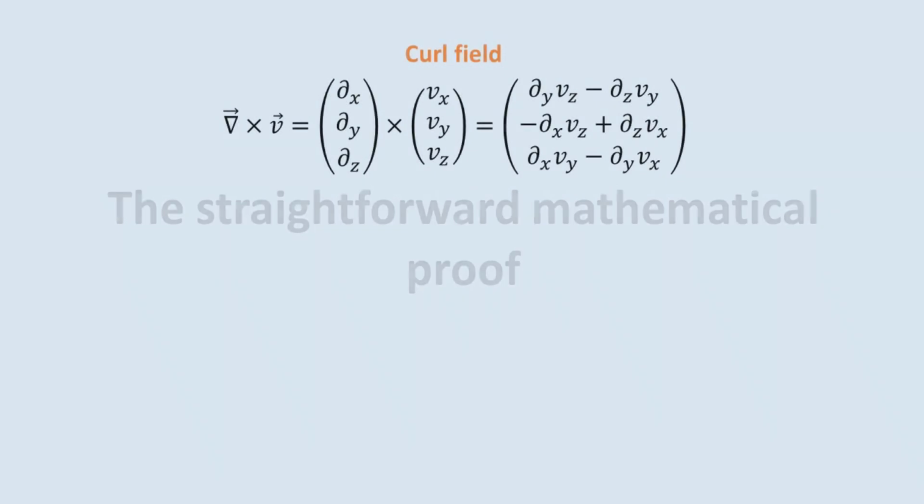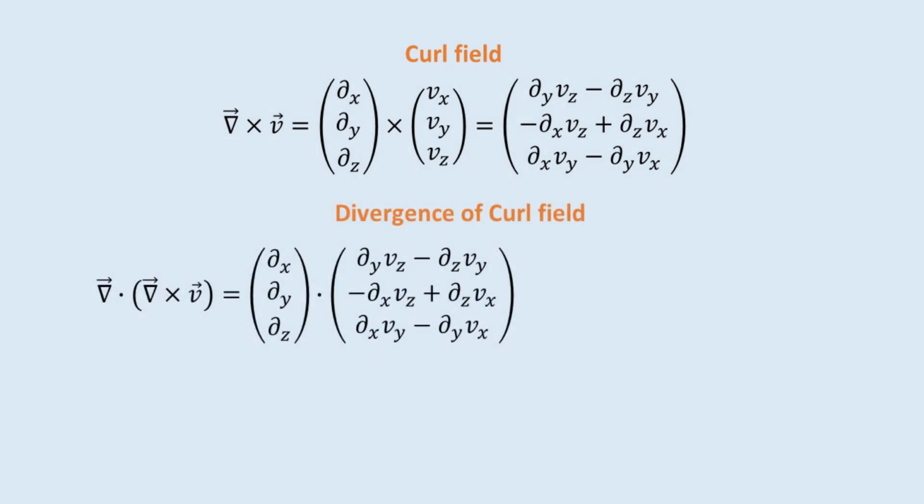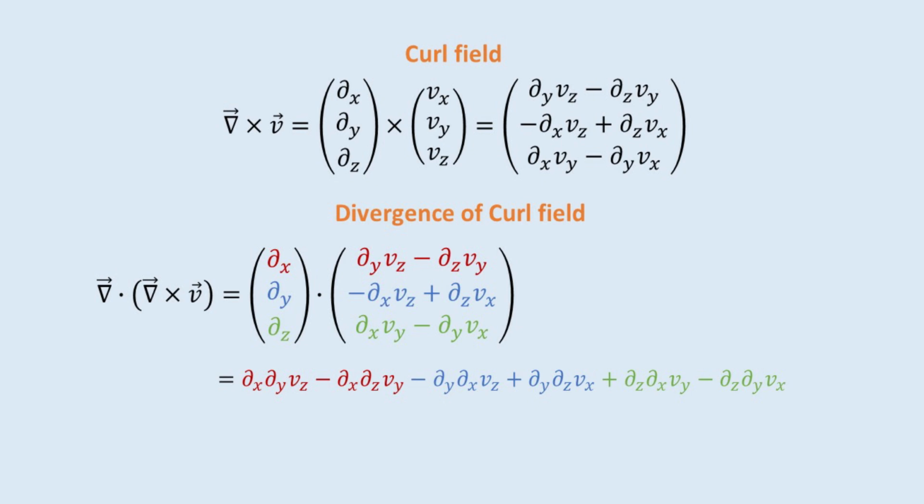We shall end our discussion with a straightforward mathematical proof of the result. We begin with the definition of the curl of a vector field, given by the del operator cross the vector field V. Written explicitly, each curl component is given by the cross gradient with the other vector field components. Next, we take the divergence of this curl field, which is simply the dot product of the del operator with the curl vector. The dot product of two vectors yields a scalar number.